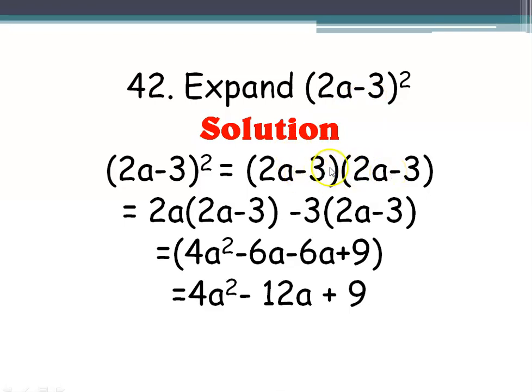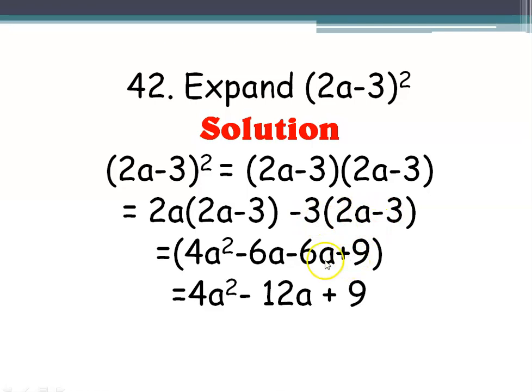Now in expansion, when I'm opening my bracket, I'm using this 2a to multiply all the contents of this bracket, and then I'll use minus 3 to multiply all the contents of this bracket. So that's what I've done here: 2a multiplied by 2a minus 3, minus 3 multiplied by 2a minus 3. The next thing is to open up the bracket. 2a times 2a will give me 4a squared. 2a times minus 3 is minus 6a. Minus 3 times 2a is minus 6a. And then minus 3 times minus 3 is plus 9.